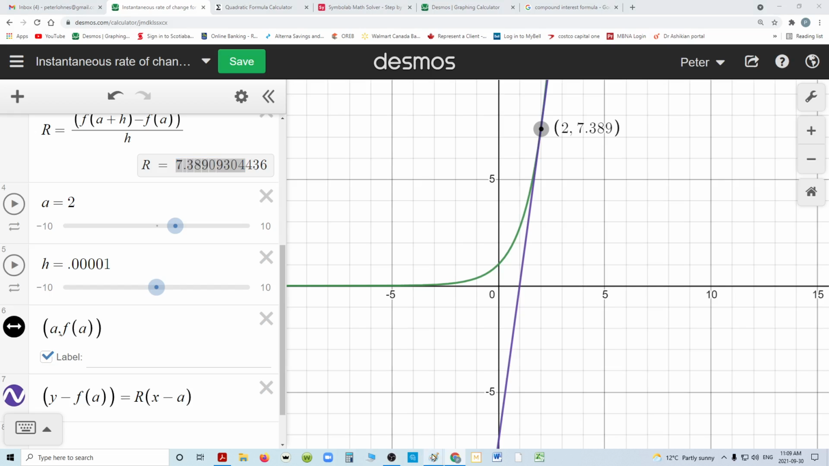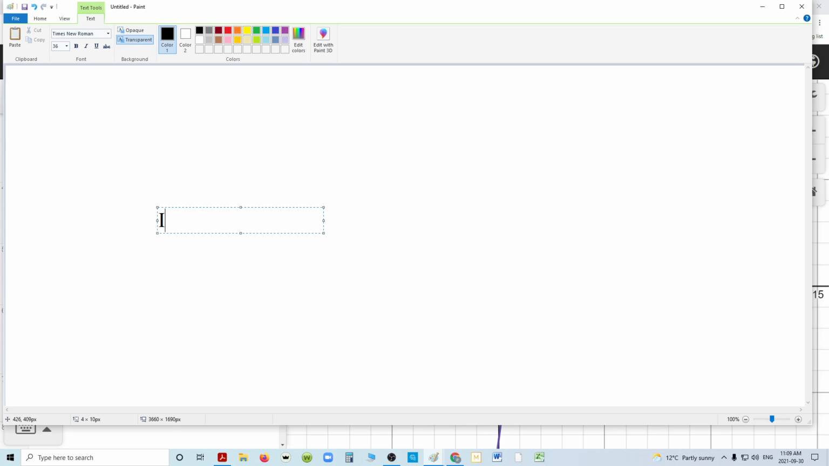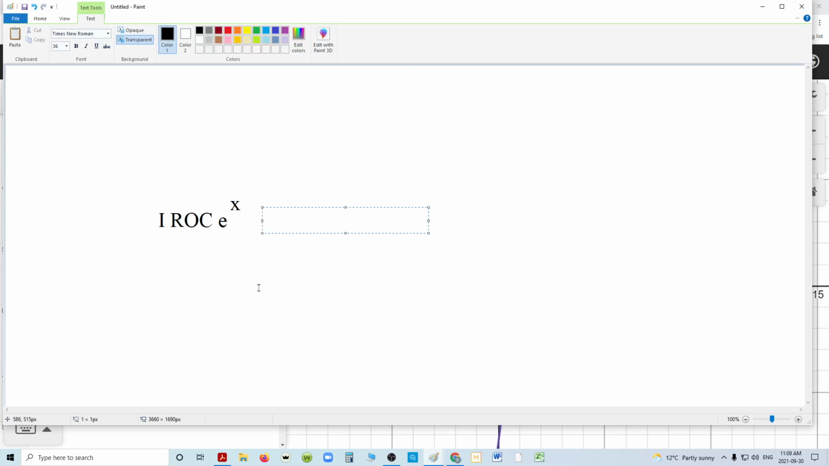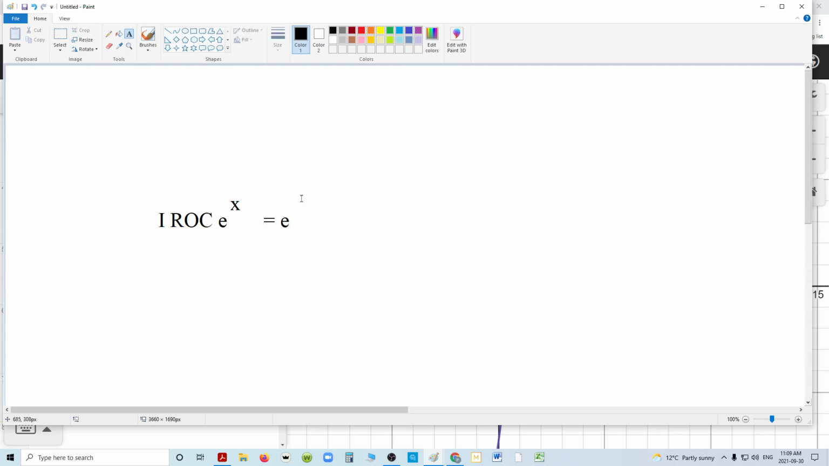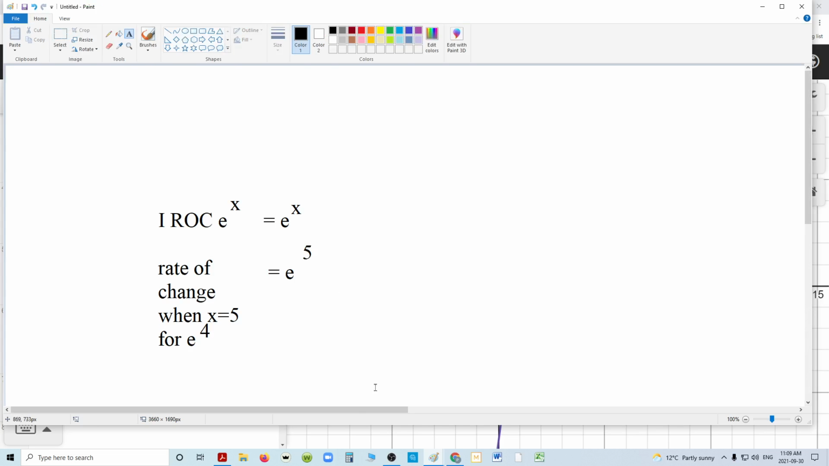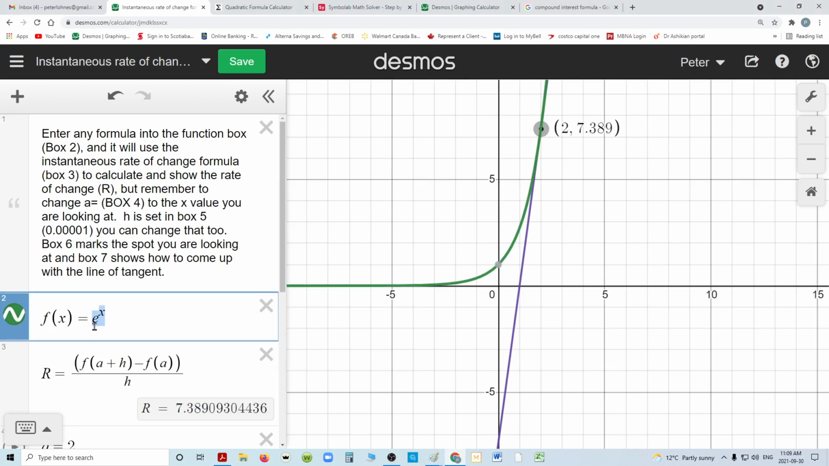So we get a very interesting graph where the rate of change, the ROC, the instantaneous rate of change, for e to the power of x, is the same as e to the x. Which means that the rate of change when x is 5 for the function e to the x is equal to e to the power of 5. It's the only graph that does this. It's the only graph where the rate of change for e is the same as the y value, or the result, of the function.